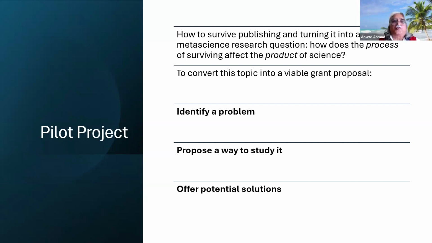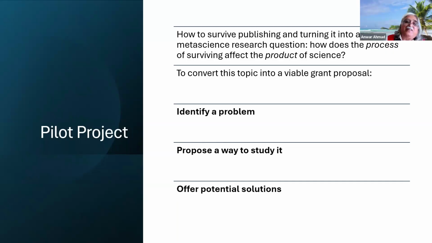So the next few slides I will not go through, but as a kind of pilot, I have prepared them. I tried to understand, and then prepared slides. For example, it asks a question, how to survive publishing, and turns it into a meta-science research question: how does the process of surviving affect the product of science? It takes that question and tries to build a proposal on it. For example, going through repeated rejection. On one hand, you require a very competitive process, and on the other hand, you are burning yourself out through rejection after rejection. So how well will you go through?